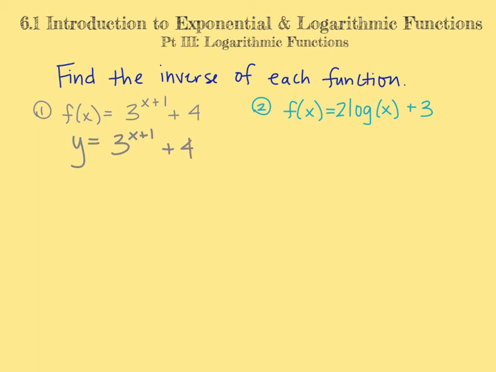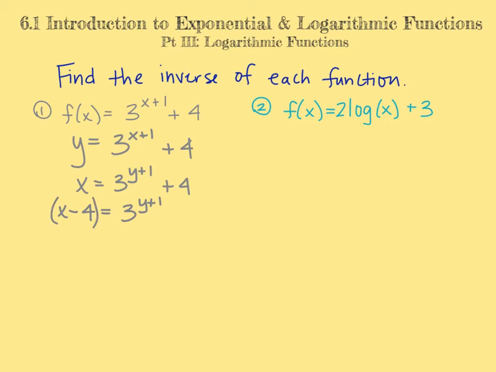To find the inverse of a function, we swap x and y. And then, because we want to get y equals and y is up in an exponent, we need to go from exponential form to logarithmic form. Before we can do that, I want to get that plus 4 out of the way. So I'm going to do x minus 4 equals 3 to the y plus 1. Now we have what looks like exponential form. I'm going to put this in parentheses to show that it's like one thing.